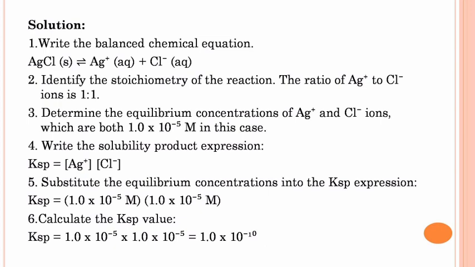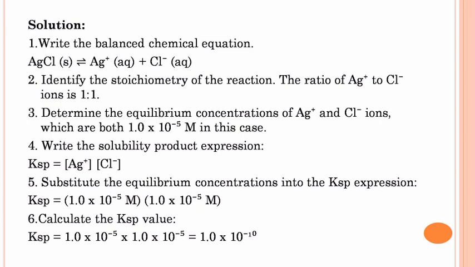Second, identify the stoichiometry of the reaction. The ratio of Ag+ to Cl- ions is 1:1. Third, determine the equilibrium concentrations of Ag+ and Cl- ions, which are both 1.0 x 10^-5 molar in this case. Fourth, write the solubility product expression. Ksp = [Ag+][Cl-].